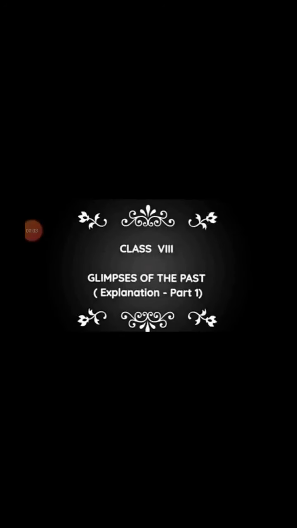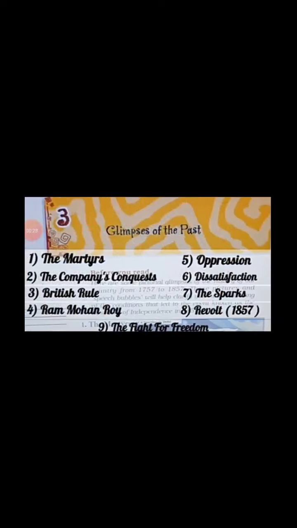Now let us move on to the chapter The Glimpses of Past, written by S.T. Savanth. So what is the meaning of glimpses? That means the momentary or the partial view. Here the author has given the excerpt in the form of a comic about the incidents that happened during those times. This chapter is a pictorial representation of 9 main incidents of the first war of independence, namely the martyrs, the company conquest, British rule, Ram Mohan Roy, oppression, dissatisfaction, the sparks, revolt, the fight for freedom.